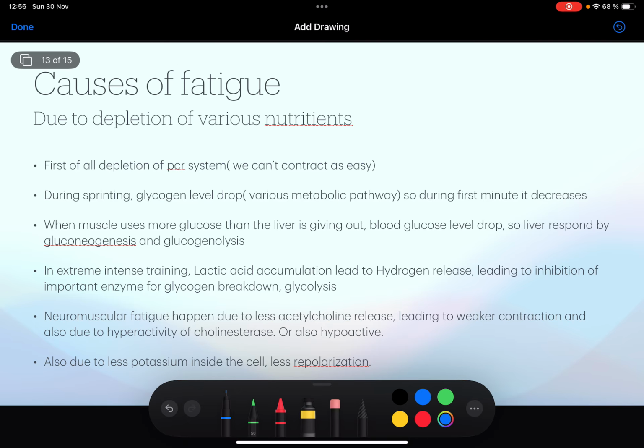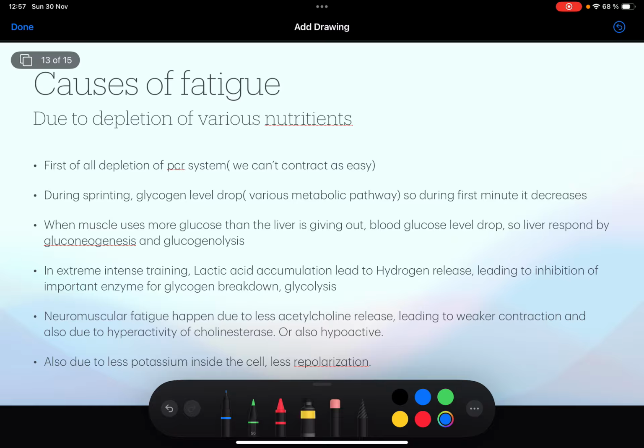And causes of fatigue. What are the causes of fatigue? You have depletion of the phosphocreatine system, so we can't contract as easily. Also, during sprinting, glycogen levels drop, and this affects various metabolic pathways such as gluconeogenesis, glycogenolysis and glycolysis. When muscle uses more glucose than the liver is giving out, blood glucose level will drop, so the liver responds by gluconeogenesis and glycogenolysis. And in extremely intense training, lactic acid accumulation leads to hydrogen release and inhibition of important enzymes for glycogen breakdown, such as in glycolysis.